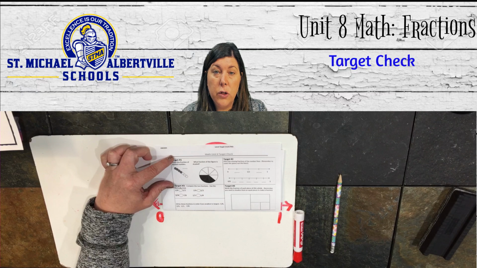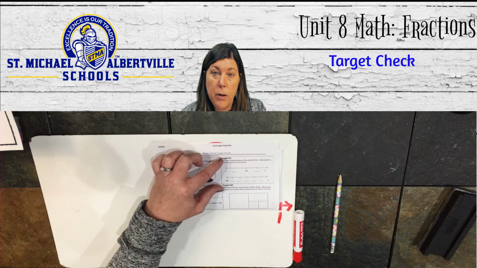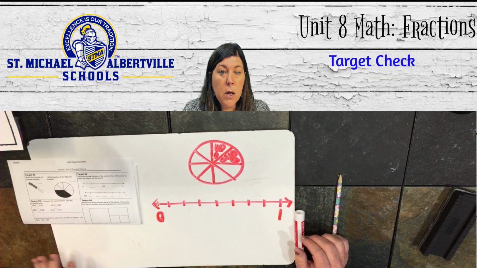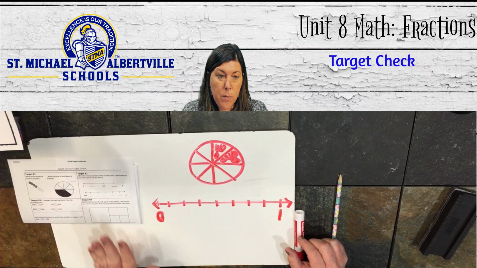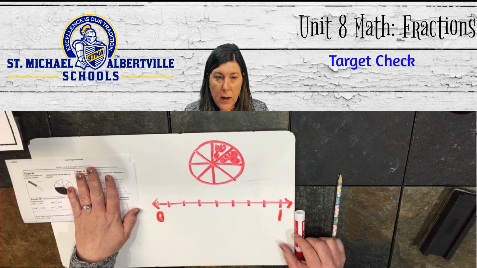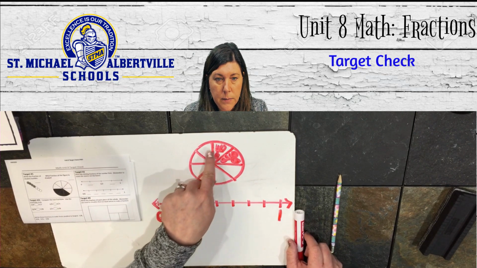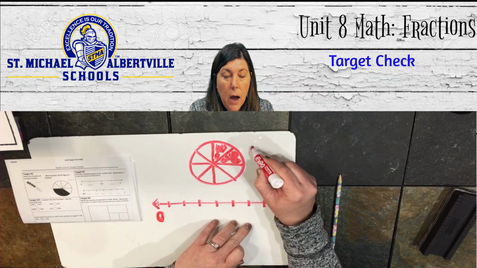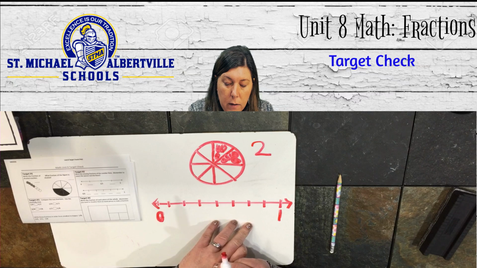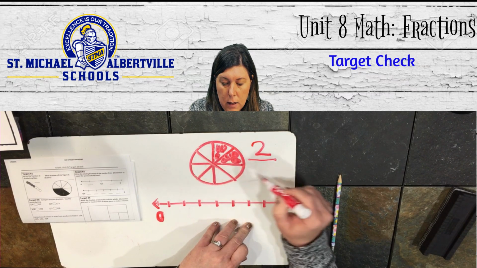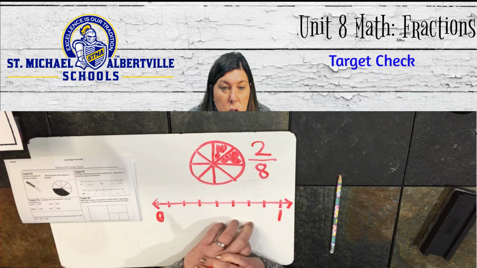Now we're going on to learning target number 2, which is filling numbers into a number line. So under here, I have a problem for you that is not the same as the problems over here, but it's going to give you an idea of how to do them. So if I look here at this circle up here, I can see that 2 are shaded out of 1, 2, 3, 4, 5, 6, 7, 8. So the fraction for what is shaded is 2/8.